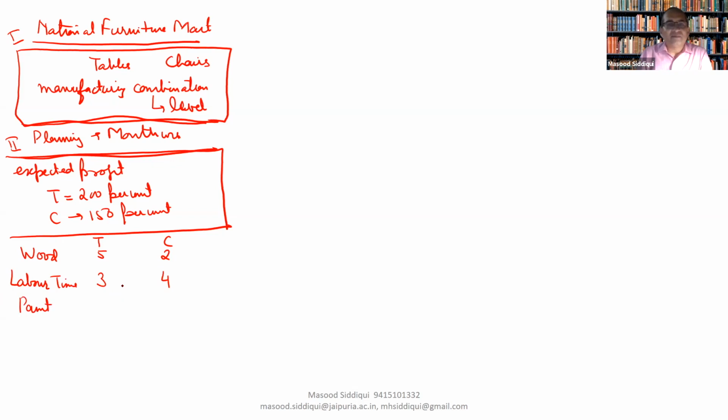Right? 7 units are required for tables and 4 units are required for the chairs. Then we have nails. Tables require 14 nails and chairs require 15 nails. They are the requirements. Then we have demand.